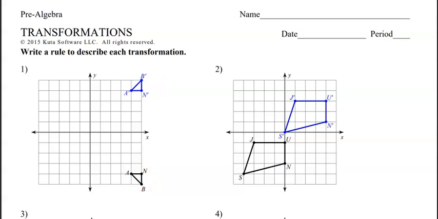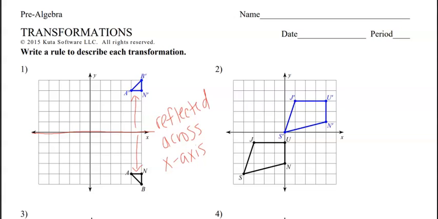So if we look, we have that x-axis in the middle. This is 4 squares down, and this is 4 squares up, which means it was reflected across the x-axis. When it's reflected, it'll always be the same distance from that axis, from that middle point.